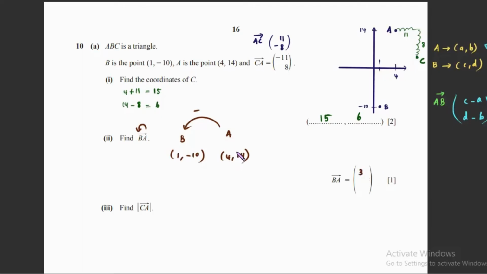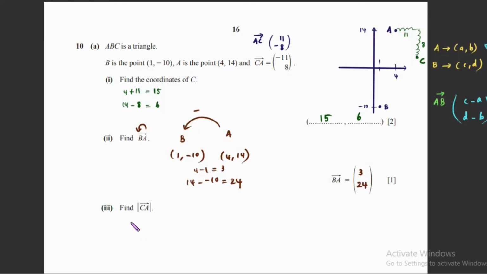That goes to the top. From 14, I need to deduct this negative 10. So 14 minus negative 10 is the same as 24. So previously we had to do 4 minus 1, which is a 3. Here it's going to be 14 minus negative 10, which is 24. So that is the number that goes to the bottom. So this is how we write it in the form of a column vector.